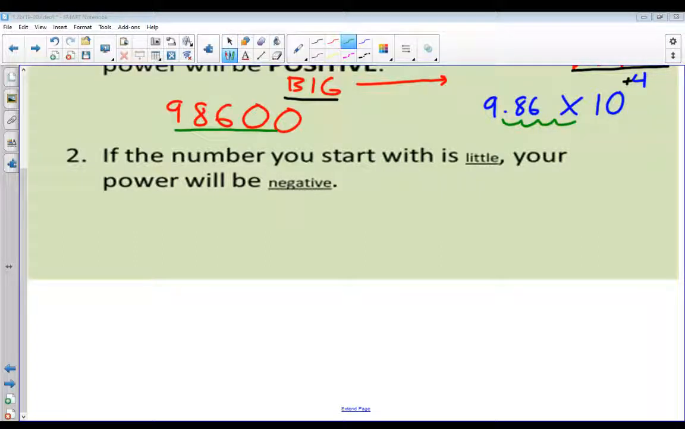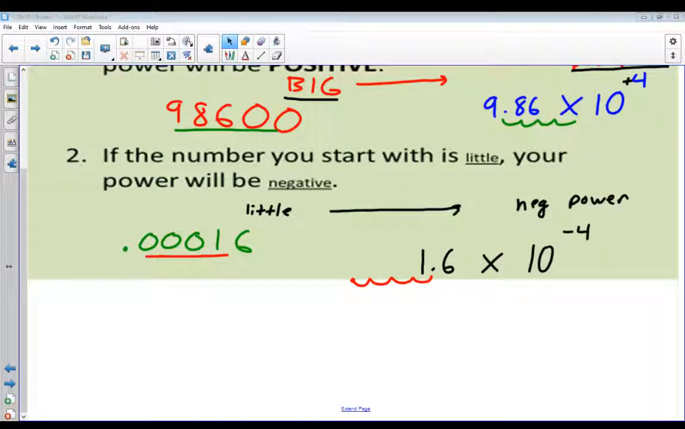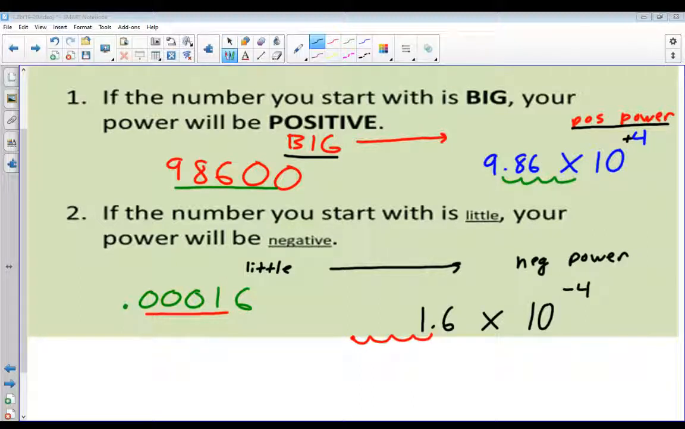Like, for example, say I give you 0.00016. You can see that that is a little number. And when you think little, you should think negative power. And sure enough, if you rewrite this in scientific notation, you'll get 1.6 times 10 to the power of -4. And if you want to double check, if you were to take this decimal and move it over 4 places, you would get the original number that you started with. So again, if you have a big number, you'll have a positive power in the scientific notation. If you have a little number, you're going to have a negative power.